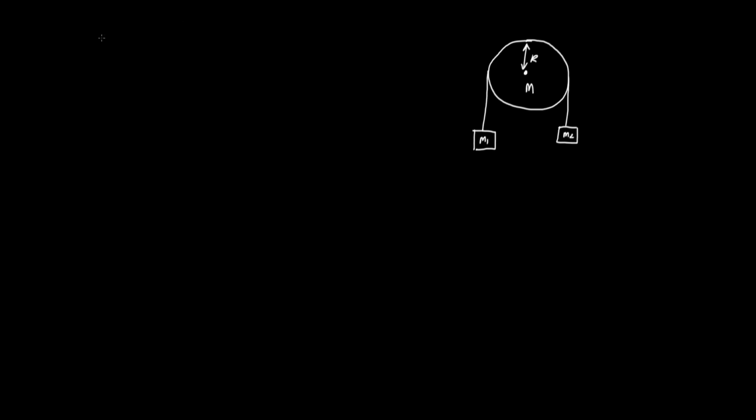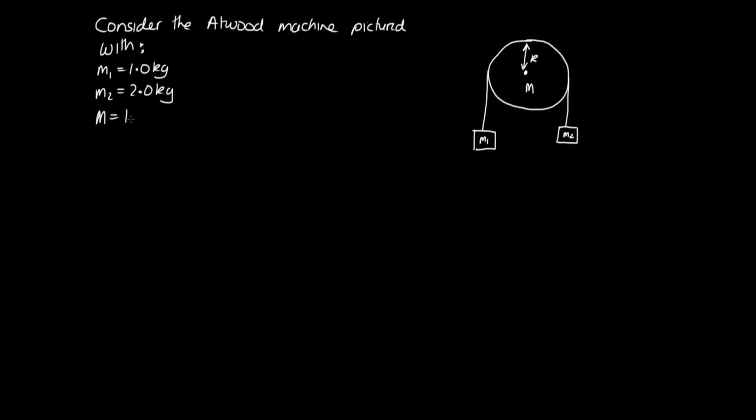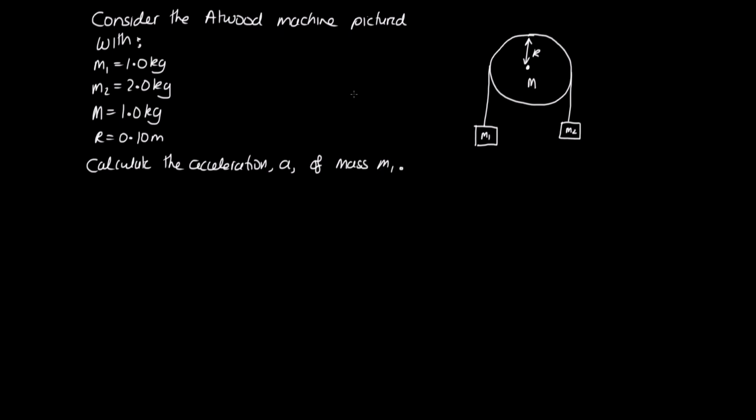So let's have a bit of a look now at a physical example where we can actually make use of this equation. So the question is, consider the Atwood machine pictured with M1 equal to 1.0 kilograms, M2 equal to 2.0 kilograms, capital M equal to 1.0 kilograms, R equal to 0.10 meters. Calculate the acceleration a of mass M1.